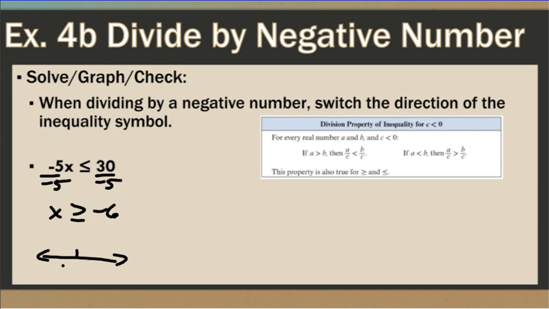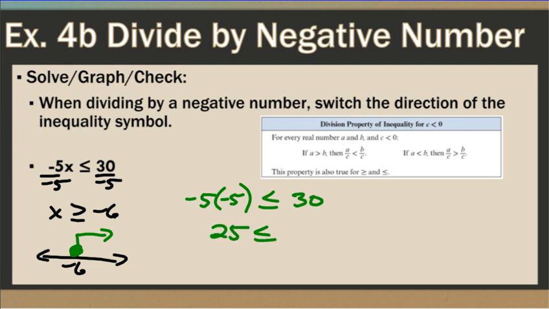Number line, got the equal to part, so filled in circle. Greater than means it's got to go to the right. Number greater than negative 6. Choose negative 5. So negative 5 times negative 5 has to be less than or equal to 30. Negative 5 times negative 5 is 25. 25 is less than 30.